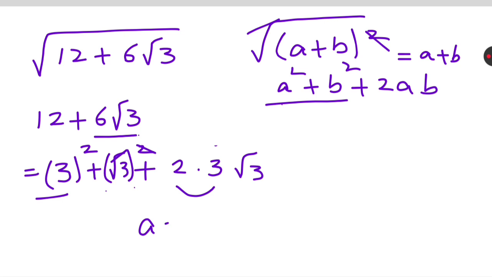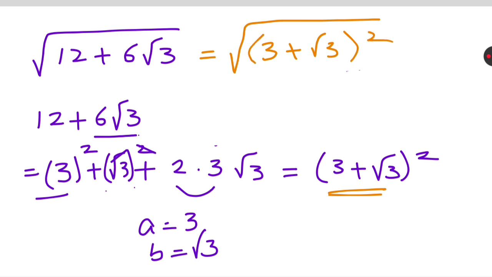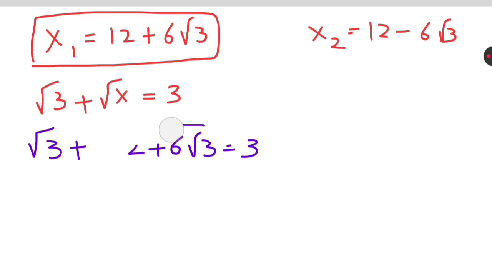Here our a value is 3 and b value is root 3. You can simply write this as (a plus b) whole square, where a value is 3 and b value is root 3, whole power 2. So the square root of 12 plus 6 root 3, we can write as (3 plus root 3) whole square. Here the square and square root get cancelled, so the square root of 12 plus 6 root 3 has the value 3 plus root 3. So instead of this part, we can write 3 plus root 3.